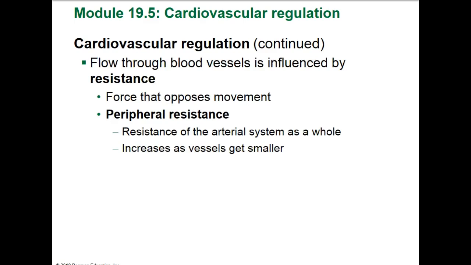The flow through these blood vessels will be influenced by the resistance. So that's the force that opposes the movement. And if we talk specifically about peripheral resistance, we're talking about resistance of the arterial system as a whole, and this increases as the vessels get smaller. As you can imagine, the smaller the lumen of the vessels, the less liquid that can get through at a time, or in this case the blood, and therefore that increases the pressure.